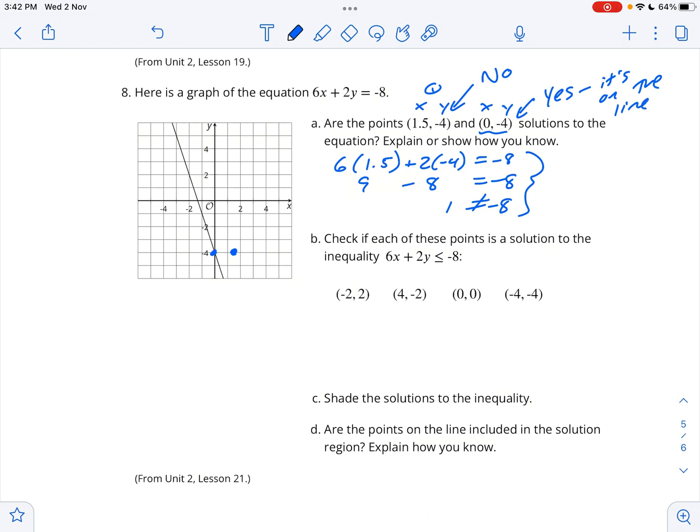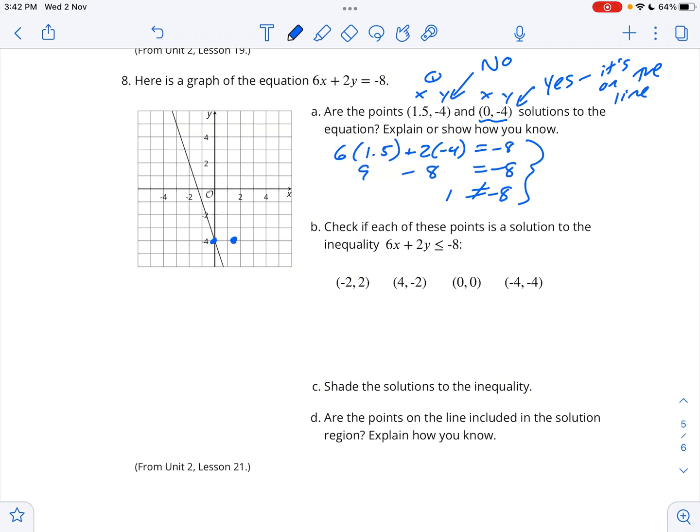All right, B, check if each of these points is a solution to the inequality. So (-2, 2). If you notice this one right here, 6x + 2y is less than or equal to -8. That's the same as the equation up here, so the boundary line is going to look the same. It's already there on the graph. So I'm just going to see where these points are. (-2, 2) is right there on the line, so I know that is going to be a solution.